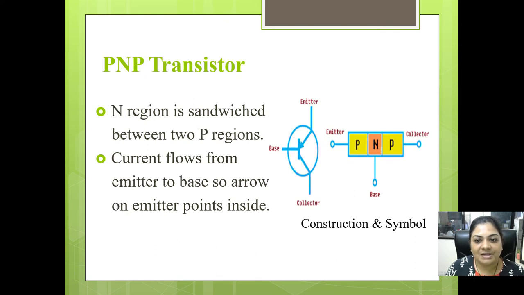The second one is the PNP transistor. Again, the construction and symbol are shown in the figure. Here you can see that the N region is sandwiched between 2 P regions, and the current is flowing from emitter to base, hence the arrow on the emitter is pointing inside.